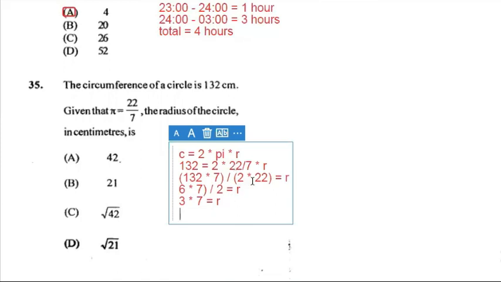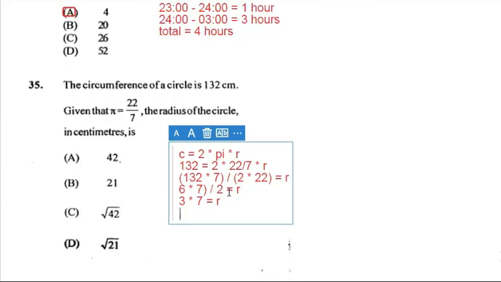And we can cancel. So first we can say 22 into itself goes 1 time, and 22 into 132 goes 6 times, and that leaves us with 6 multiplied by 7 divided by 2.